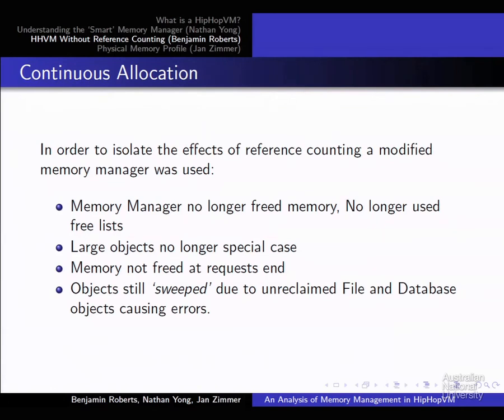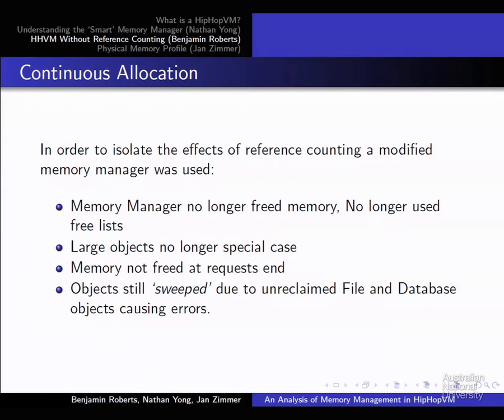So I modified the memory manager to be a bump point allocator. Previously, it used free lists for small allocations and then just directly mapped to malloc calls for large allocations. So I kind of unified this, so everything's just bump point allocated, there's no frees, and this gave me a very good base case to compare my removal of reference counting to.